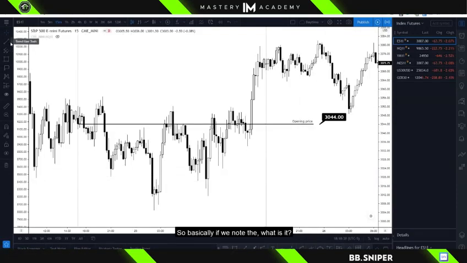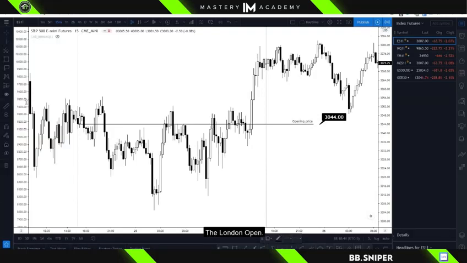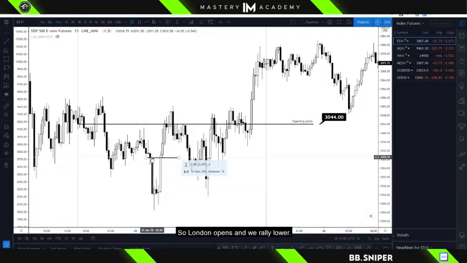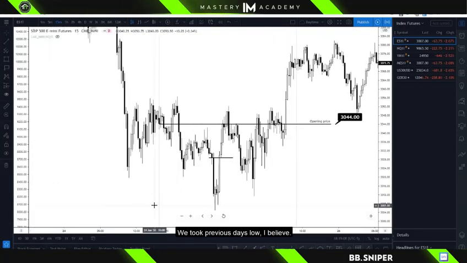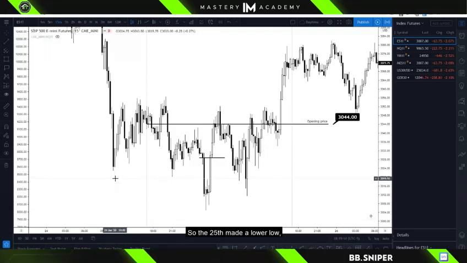All right. So basically, if we note the London Open. Okay. The London Open for me is at 2 a.m. Central. Okay. So the London opening price is right about here. It's off a little bit. It's about right there. Okay. So London opens and we rally lower, right? We took previous day's low, I believe. Yeah. This was the previous day low from the 24th. So the 25th made a lower low.